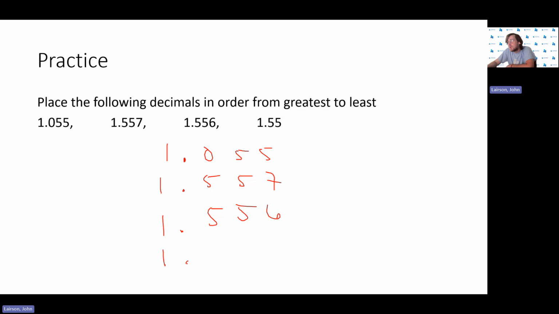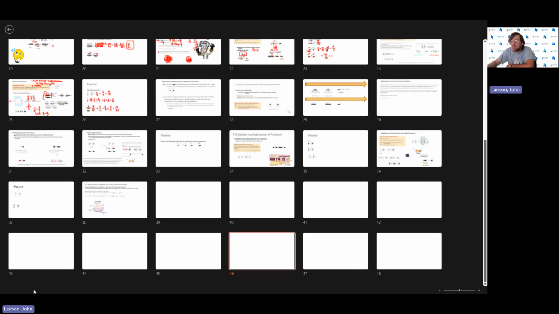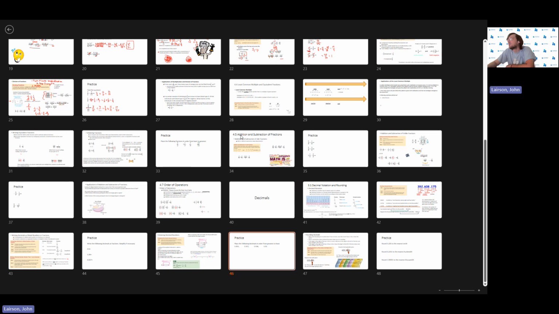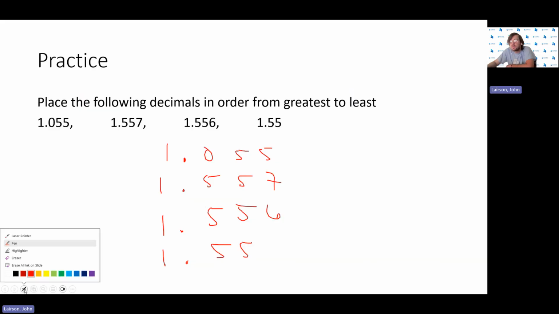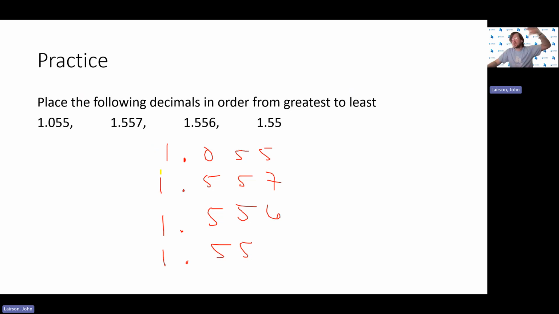1.556, 1.55. And I'm going to grab my highlighter. So I'm going left to right. I'm starting with the leftmost digit and seeing which number is bigger or smaller, depending on what I need to know. So let's go left to right. We've got a 1, a 1, a 1, and a 1. They are all the same. I cannot tell which number is bigger yet.